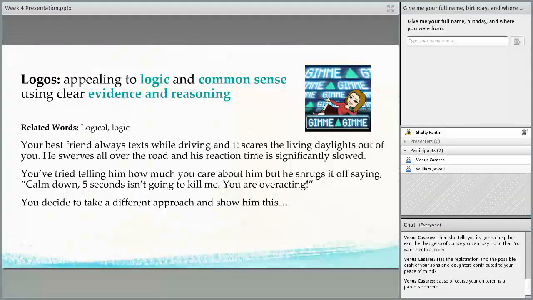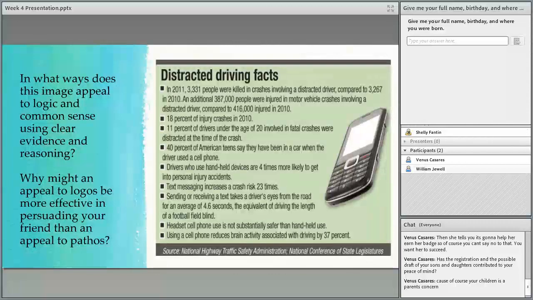Your best friend always texts while driving, and it scares the living daylights out of you. He swerves all over the road, and his reaction time is significantly slowed, because he's distracted. You've tried telling him how much you care about him, but he just shrugs it off, so the whole pathos is not working. Calm down. 5 seconds isn't going to kill me. You are overreacting. You decide to take a different approach and show him this.